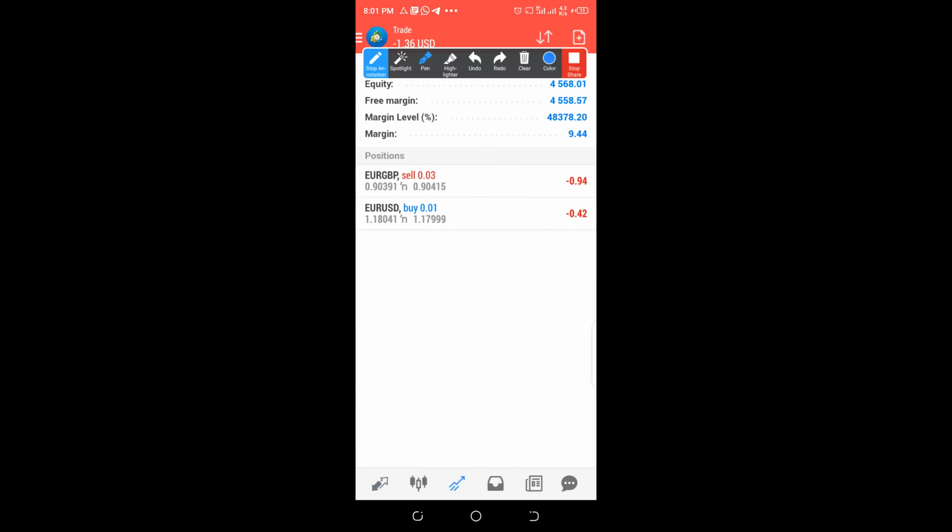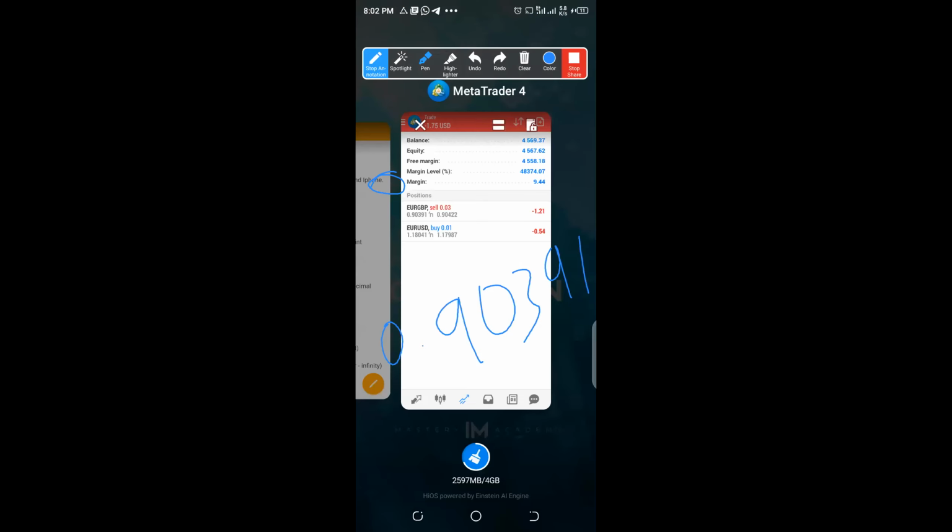Look at this number. It's 0.90391. Can somebody tell me what the PIP is here? Can somebody type the PIP into the chat box? Remember I said for other pairs, when we talk about the Euro, GBP, and the likes, what is the PIP in this number?